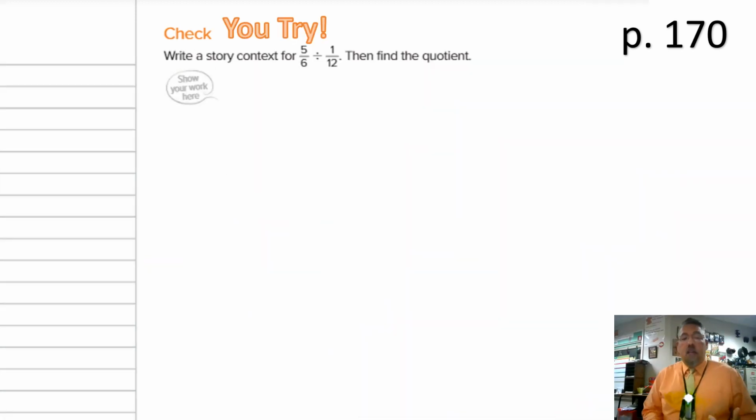All right, so we have a check here on page 170. Notice it says to write a story. Once again, I'm not worried about you being able to write a division story to solve a problem. What I'm worried about is that you understand I can put this into real life context, but then I can think about the question that's being asked and find the answer. So don't worry about it, but I do want you to solve the problem.